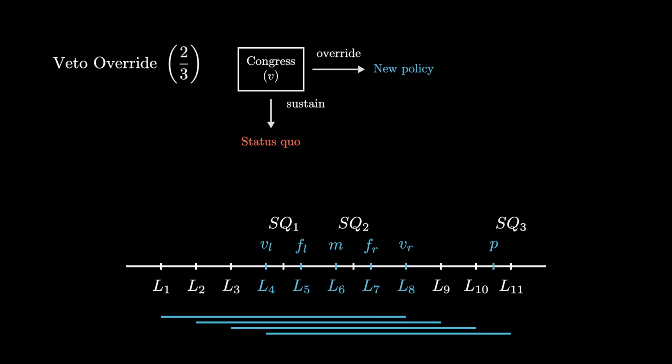From before, we know that if the median proposes its own ideal point to replace SQ1, the president will sign the bill, so we don't need to worry about the veto pivots in that case. So let's move to SQ2.